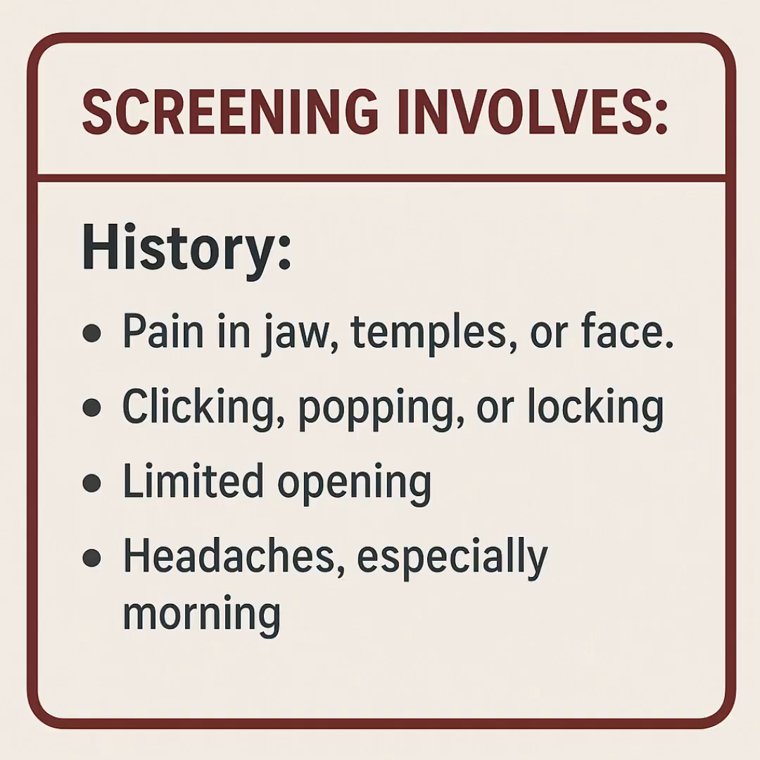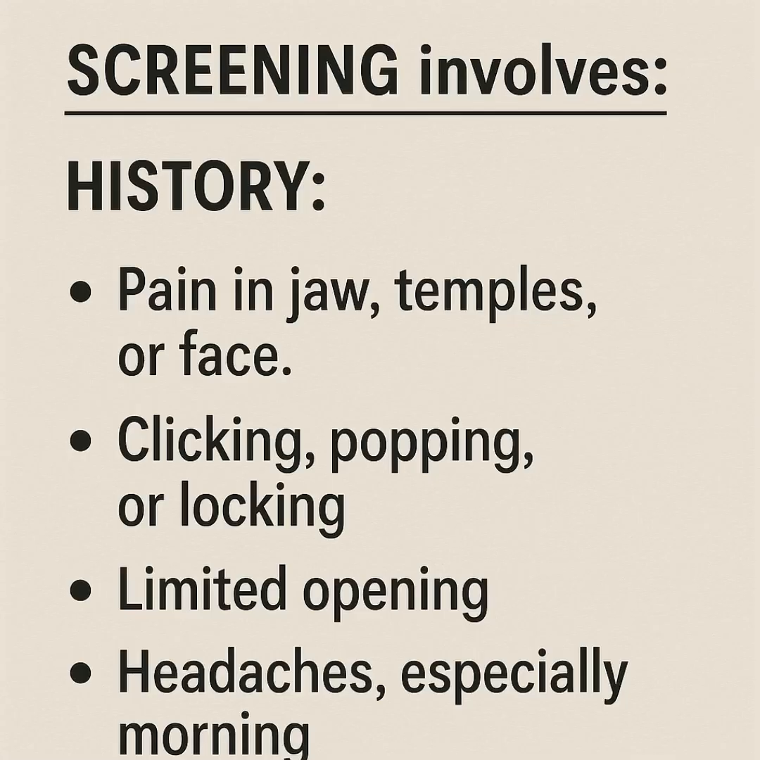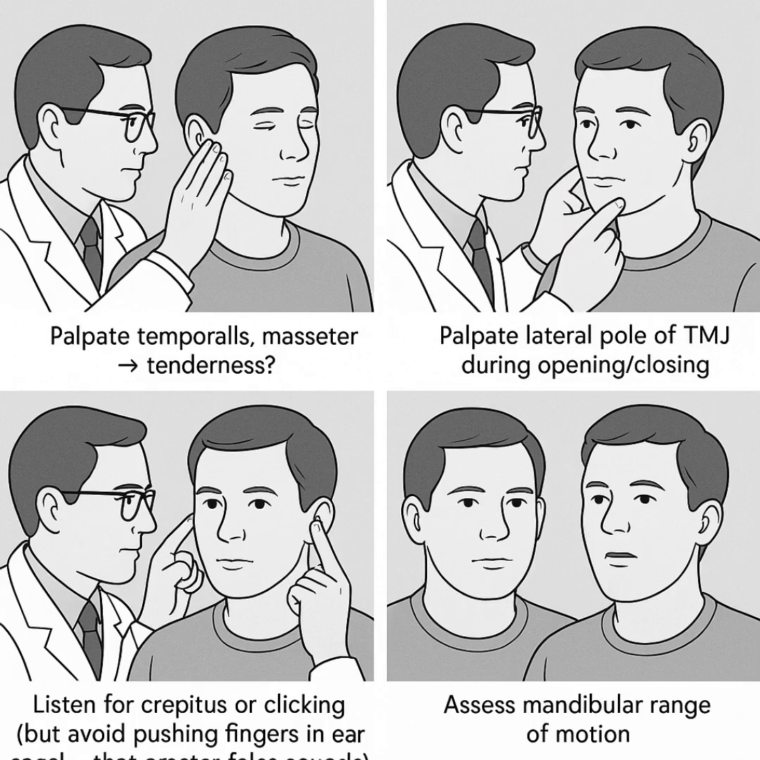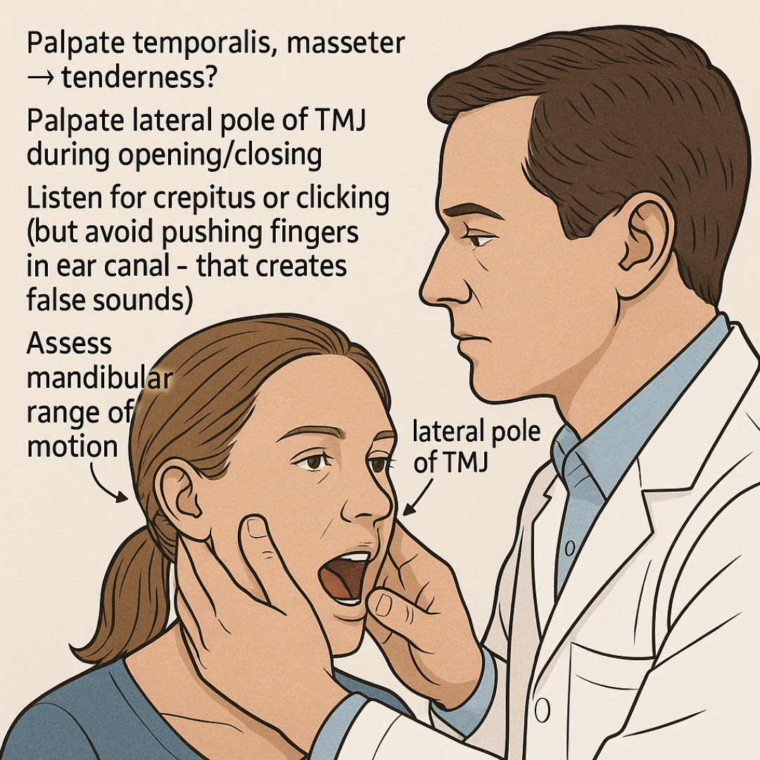Screening involves history: pain in jaw, temples or face, clicking, popping, or locking. Limited opening. Headaches, especially morning. Examination. Palpate temporalis, masseter tenderness. Palpate lateral pole of TMJ during opening-closing. Listen for crepitus or clicking, but avoid pushing fingers in ear canal. That creates false sounds. Assess mandibular range of motion.